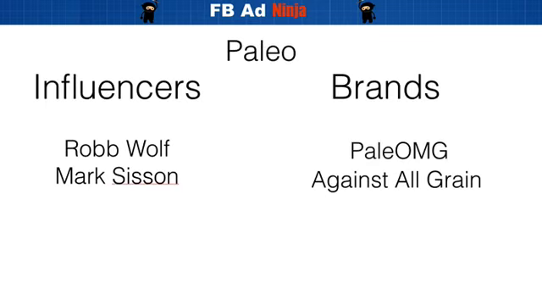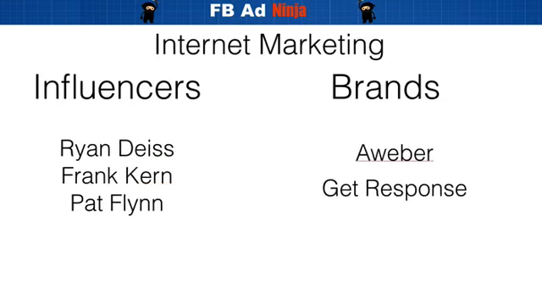So first, I suggest you get a pen and paper when you're doing this research. Put your interest at the top, for example paleo. On the left-hand side, write down influencers, and on the right-hand side, write down any brands. Now you can start off with ones that you already know. For example, on internet marketing, you could have Ryan Dice, Frank Kern, and Pat Flynn. Now I don't think many people have Pat Flynn on there, but a lot of people have Ryan Dice and Frank Kern. For brands, Aweber and GetResponse.